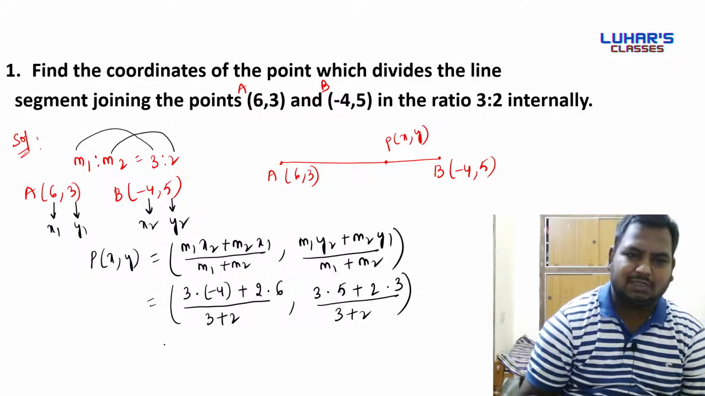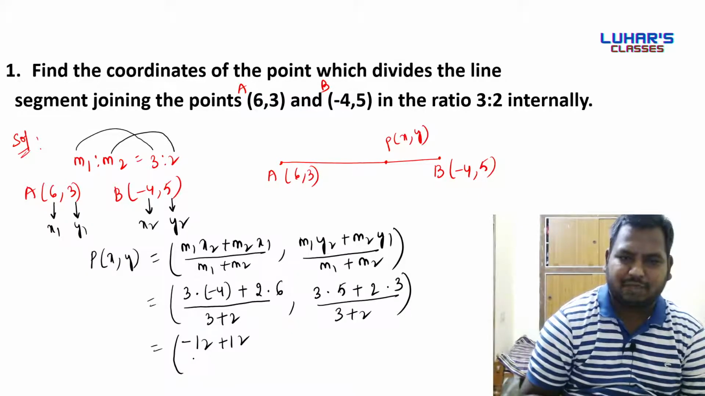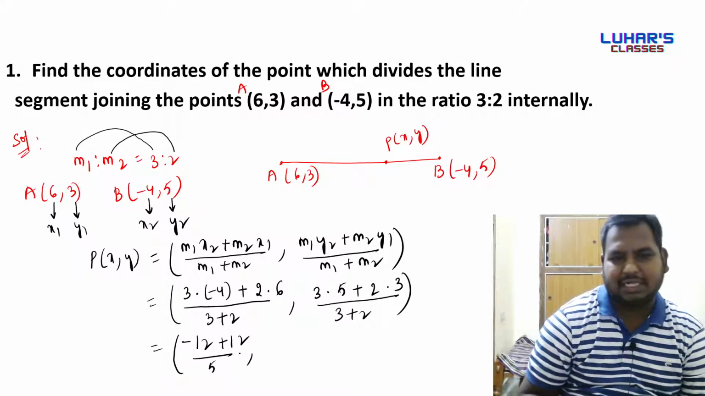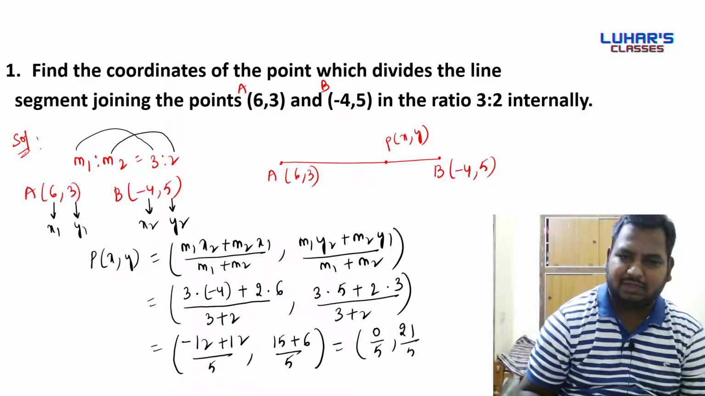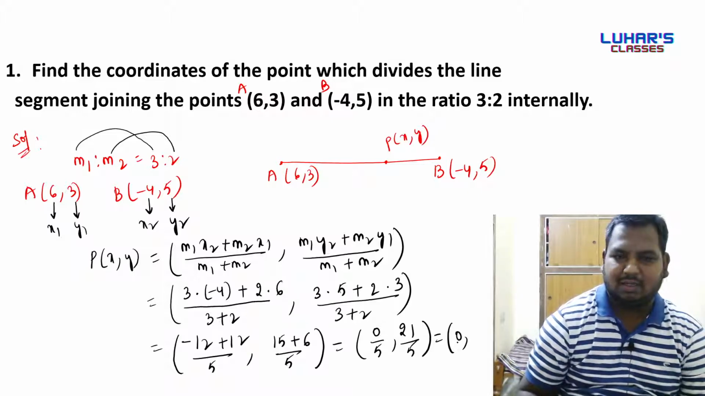So let us solve this. What are we going to get here? We are going to get 3 into minus 4 is minus 12, plus 2 into 6 is 12, by 5. So minus 12 plus 12 by 5. Here we are going to get 15 plus 6 by 5. So finally what are we going to get? We are going to get 0 by 5 comma 21 by 5.